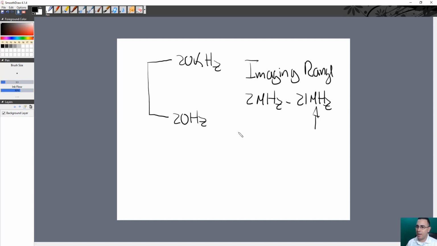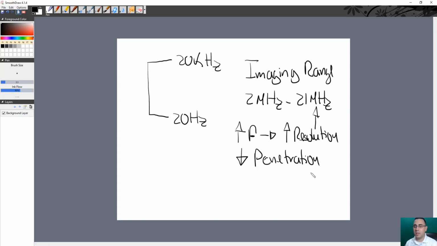If you have more frequency, then of course the resolution of your images is going to increase. But then this is the problem here. You're going to have less penetration. That's in the case of the linear or sequential array system, the one that is used for MSK.